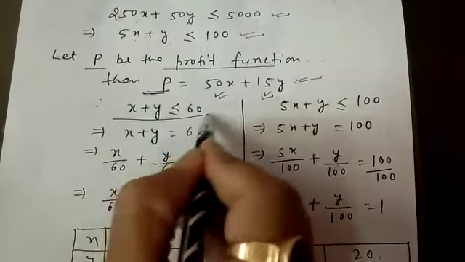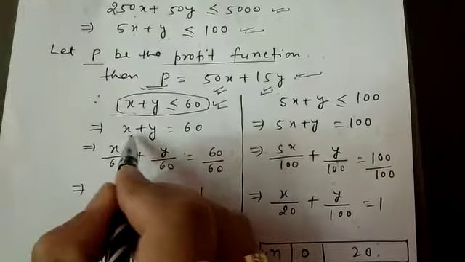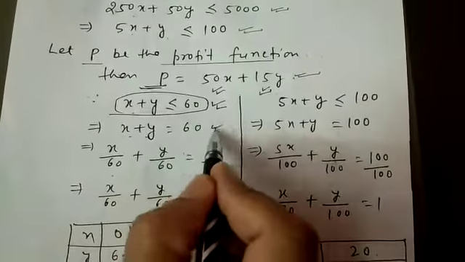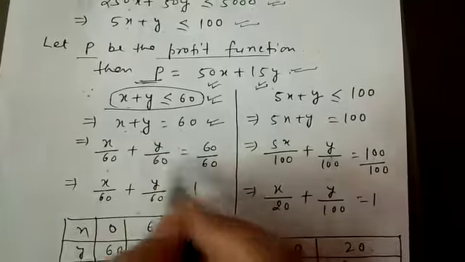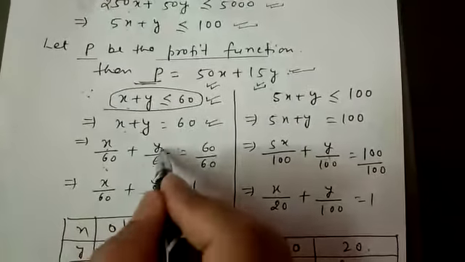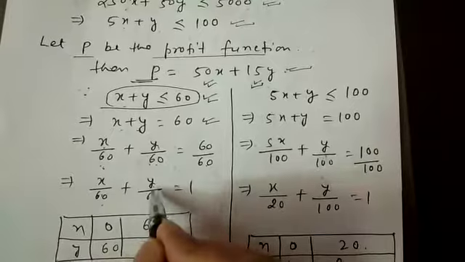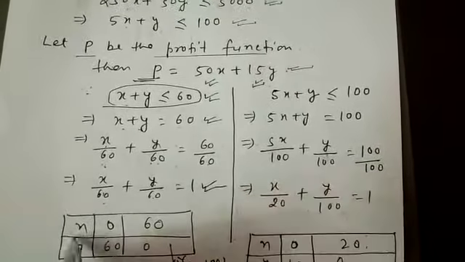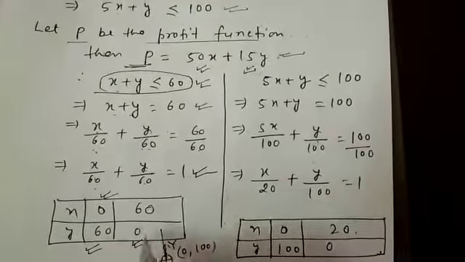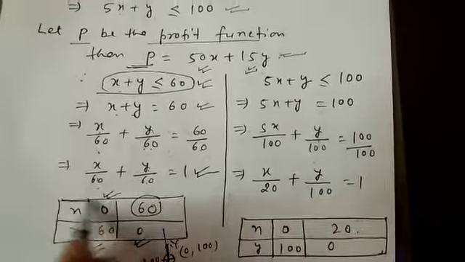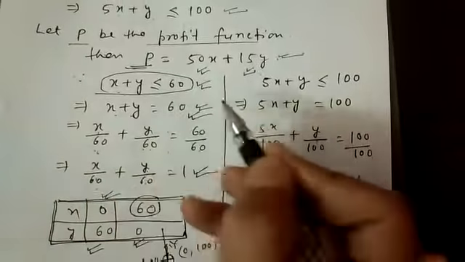So take first inequation x plus y less than or equal to 60. The corresponding equation is x plus y equal to 60. So from intercept form you will divide 60 in each term: x upon 60 plus y upon 60 equal to 60 upon 60. This becomes x upon 60 plus y upon 60 equal to 1. So when x is 0, y equal to 60 and when y is 0, x equal to 60. So this table is formed from x plus y equal to 60.